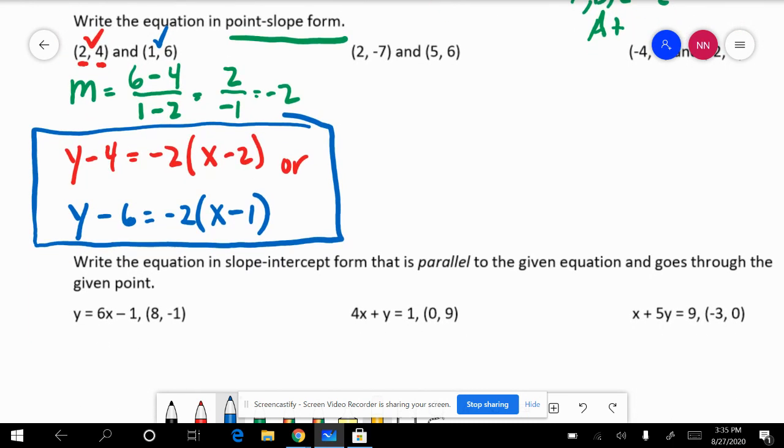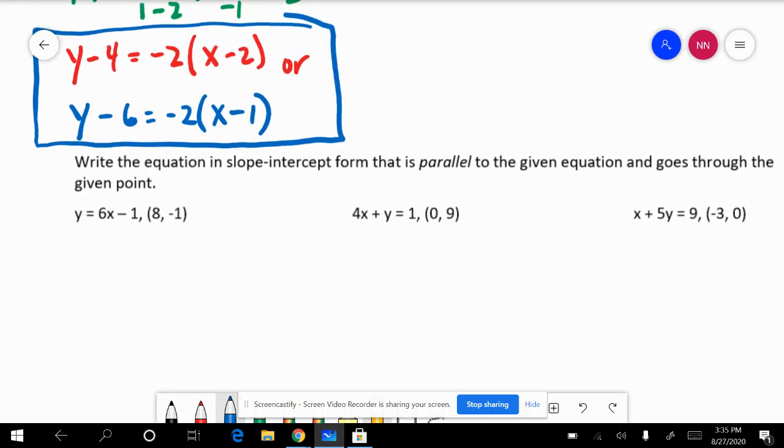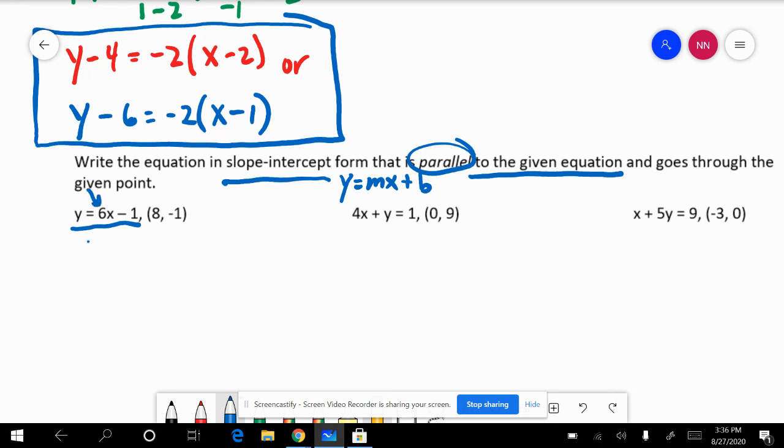Now, with the second one that we're going to do, there's 2 different things we need to look at. One, it says that we're going to put it into slope-intercept form. That would be the y equals mx plus b. They also tell us it's parallel. Now, what we know about parallel lines is they have the same slope. So we're finding a parallel line for the given equation. That would be the given equation, meaning that our slope is 6.